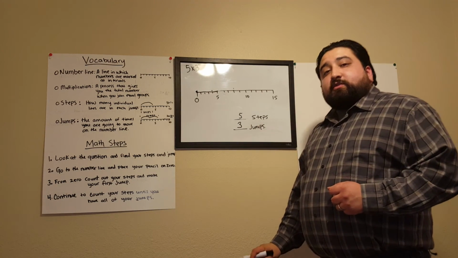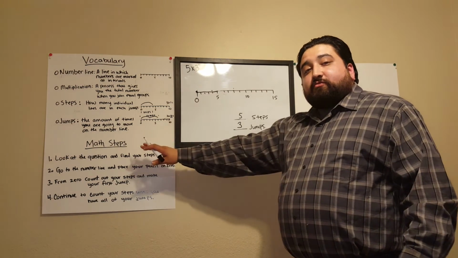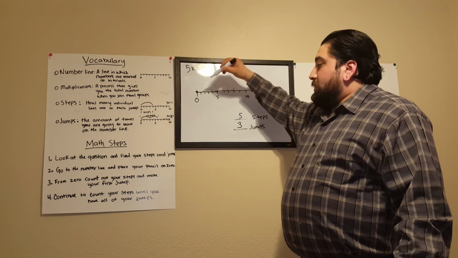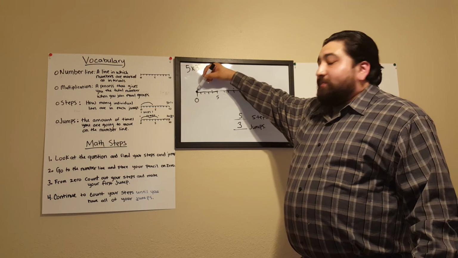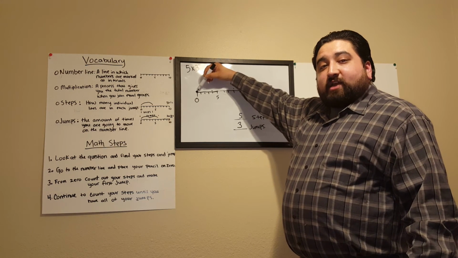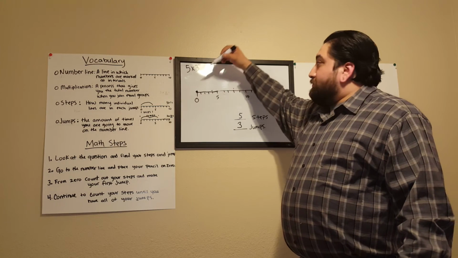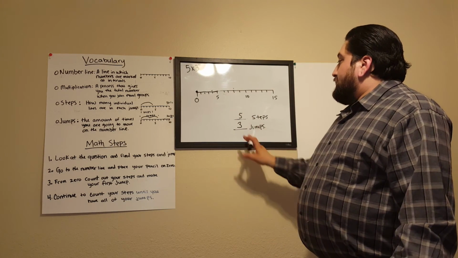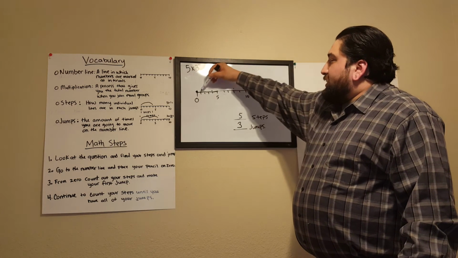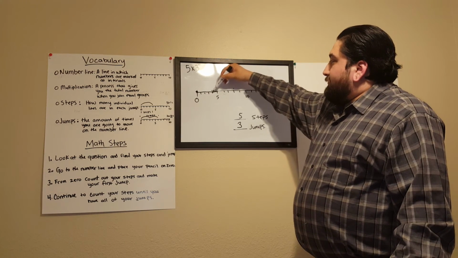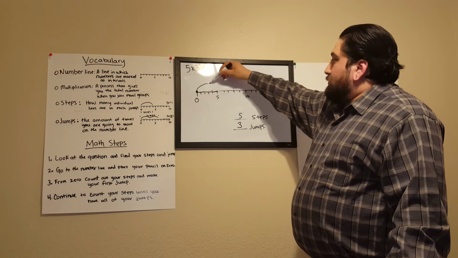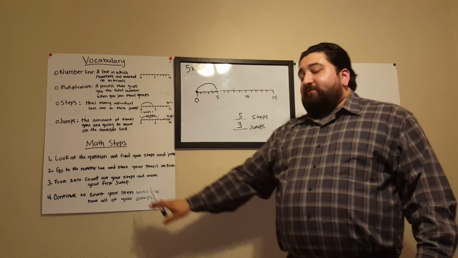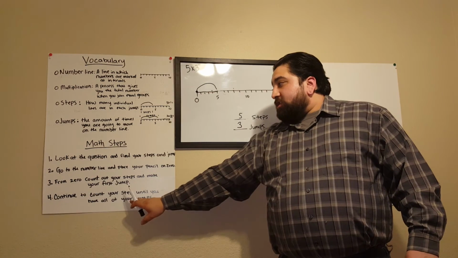Okay, guys? So from there, we move on to step number 2. We place our pencil on 0. And once we do that, we go to step number 3. From 0, we count out our steps and we make our first jump. So, remember, guys, we have 5 steps. And we're going to have 3 jumps. So we have 1, 2, 3, 4, 5. On 5. Okay? And from there, we go to step number 4.